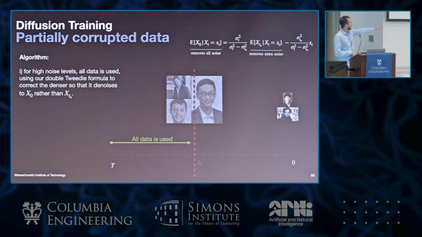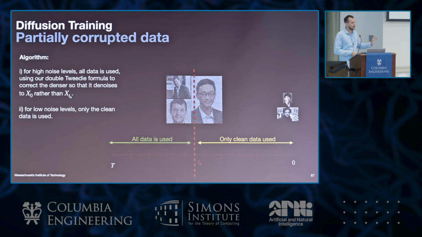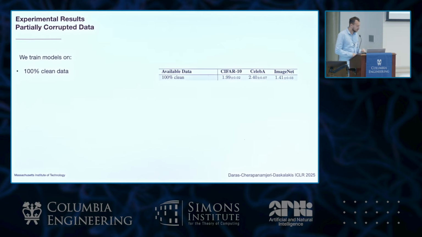For noise levels that have more noise than the low quality set, we're going to be using all of the data, using the trick that I showed before for the noisy data. And for the noise levels that correspond to lower noise than the bad set, we're only going to be relying on the good set. So we're going to be having fewer data points there. Okay, and let's see how this works. First experiment is the following.